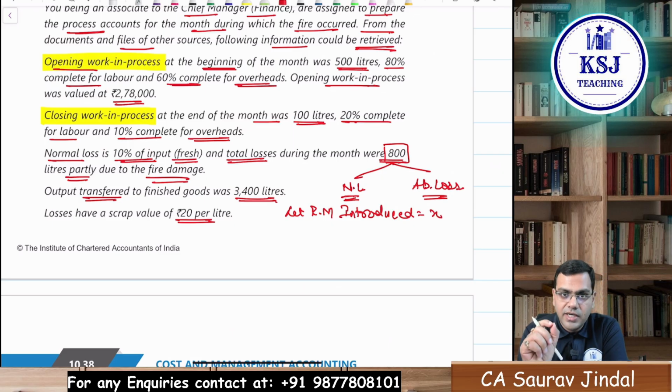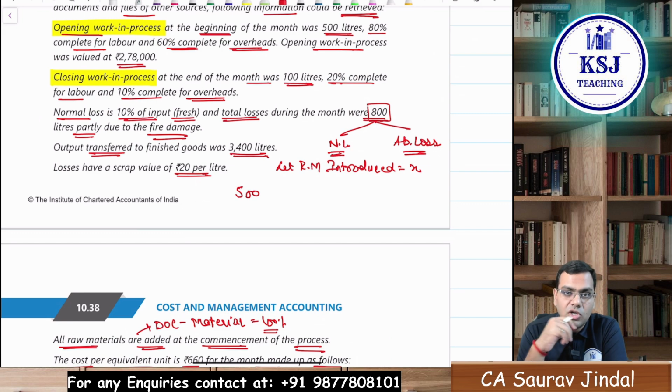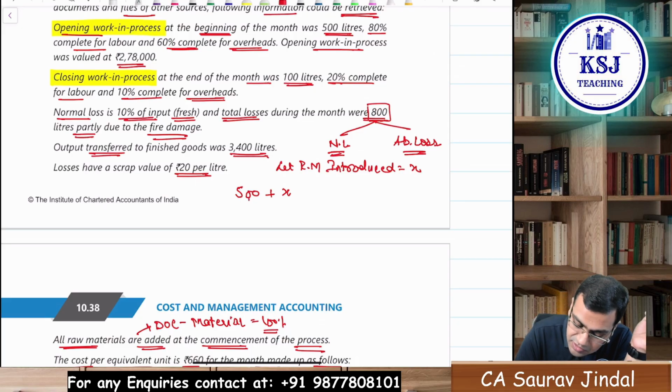Now, just try to understand. I'm going to write an equation. Just try to understand whether that equation is correct or not. I am saying this company was having 500 liters of opening WIP. Yes or no? Yes, sir. Plus X raw material was introduced fresh, right? So that means this becomes your total input.